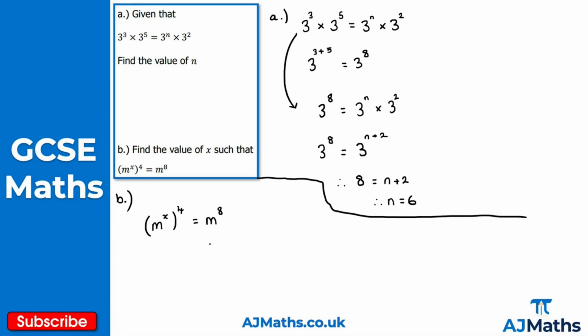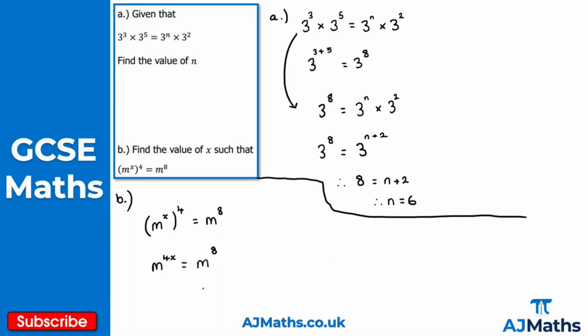What I'm doing here is using the laws of indices again. We've got a power raised to another power. Remember, we simply multiply those together. In that case, if we simplify the left-hand side, we get m to the power of 4 times x, which is 4x. And that should be equal to m to the power of 8.